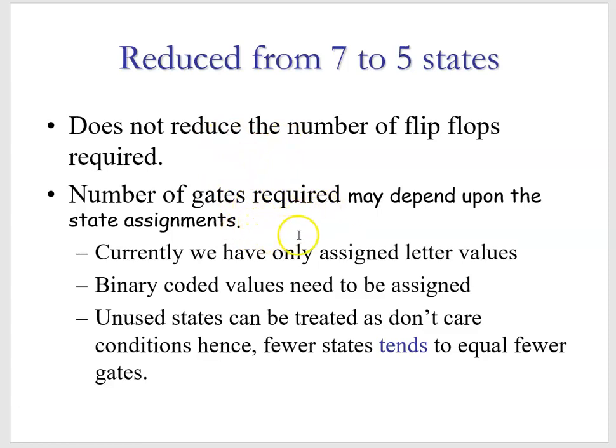So currently we only have letters assigned for our state assignments, so we need to assign binary codes. Since we only have 5 states now, we're going to have 3 unused states. Those unused states, we might be able to use those to simplify, right? If we're going to look at Karnaugh maps to simplify the inputs to our flip-flops, our next state equations, that's where it might help us out to get the unused states.